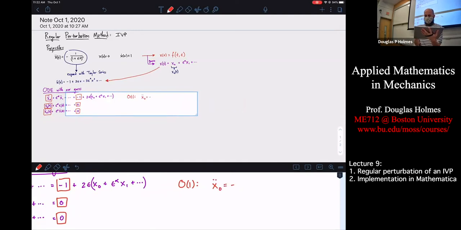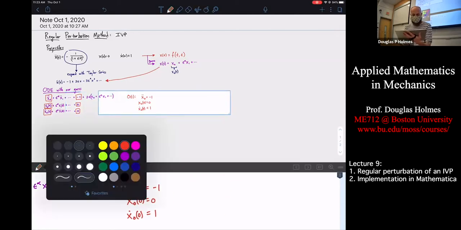We end up with x double dot is equal to negative one, using the initial conditions x naught at zero, initial velocity is zero, equal to one. I want to remind you that this is the problem we solved on the first day of class. This is equivalent to taking epsilon exactly equal to zero, taking the limit of epsilon as it goes to zero. We end up with the reduced problem, which is the problem that you probably learned in a high school physics class of the height of a projectile as a function of time. And this is a problem that we can solve directly. How do we do it? We just simply integrate both sides. So let's do that.